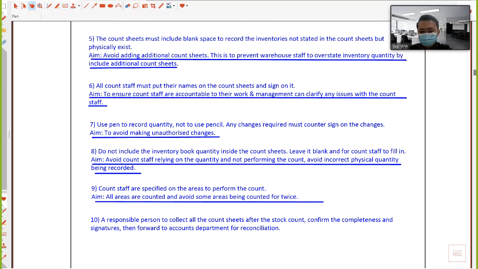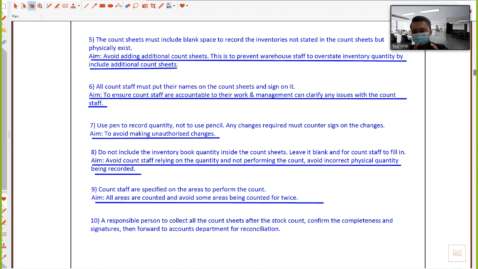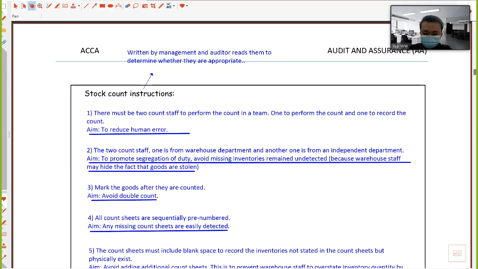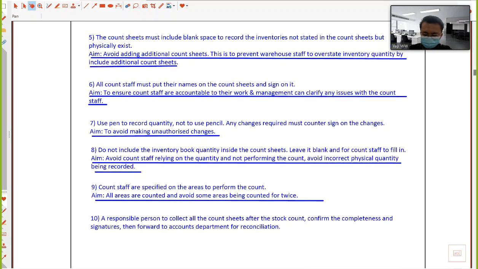So these are the controls that we need for the inventory count. Your responsibility is divided into 3 parts. For stock count, you have 3 parts: before, during, and after. Before, during, and after.